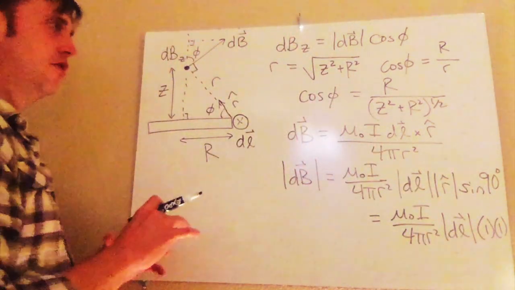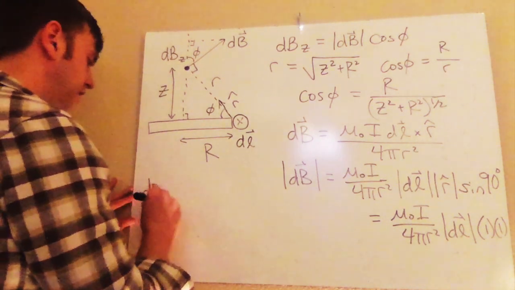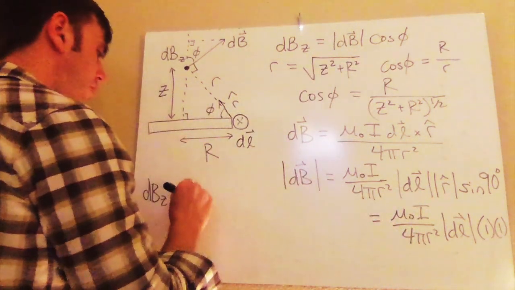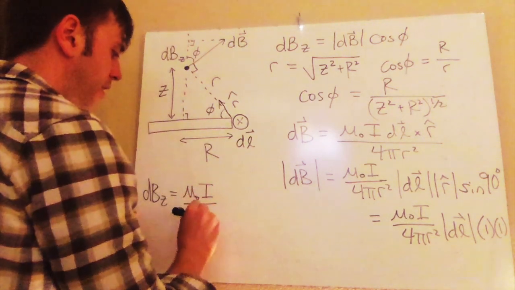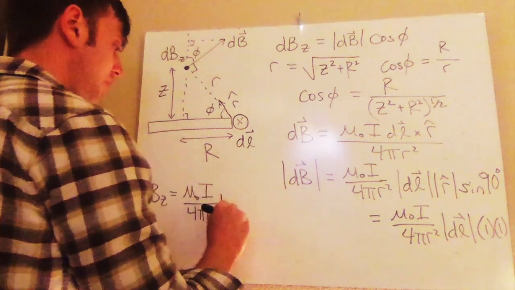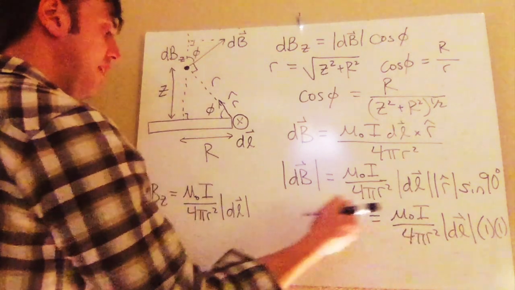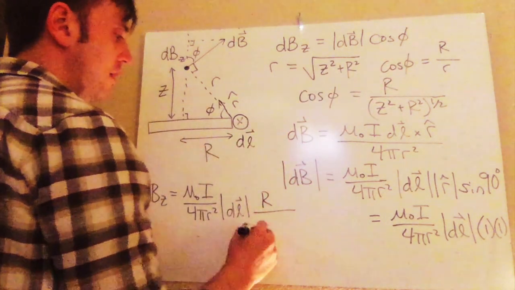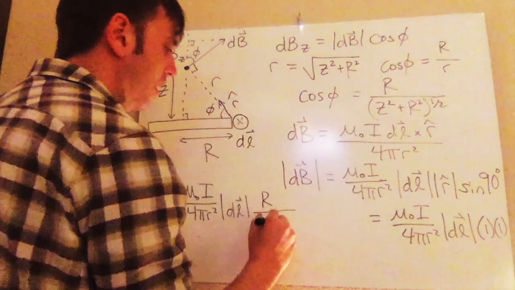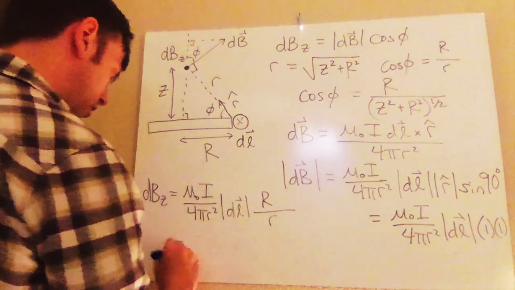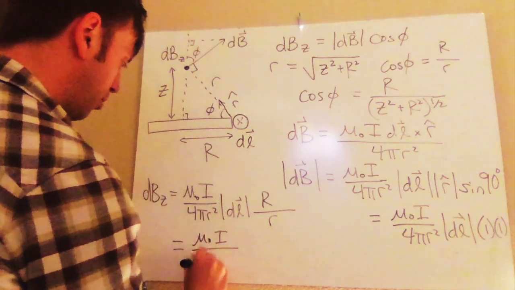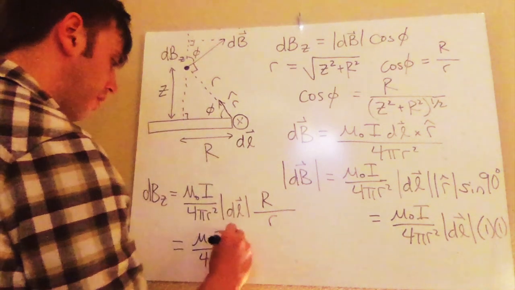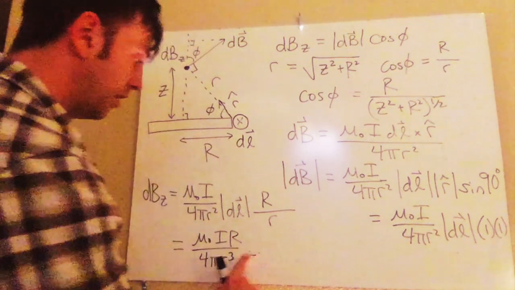Okay, so let's put this all together. For dBz, the z component of this magnetic field, we've got the magnitude of dB, which we have over here, is mu naught times I divided by 4 pi little lowercase r squared, times magnitude dl. And we take that and multiply by cosine of phi, which we have over here as big R divided by little r. Let's just write it that way for now. So we've got mu naught times I divided by 4 pi. We have little r to the third power down here. That's what we have. And then we have big R on top. And then, can't forget, we have magnitude dl.